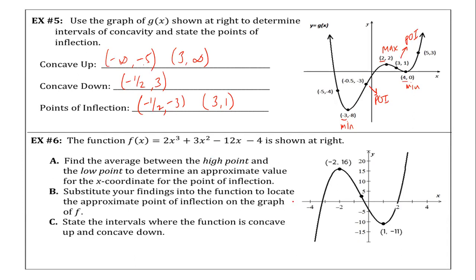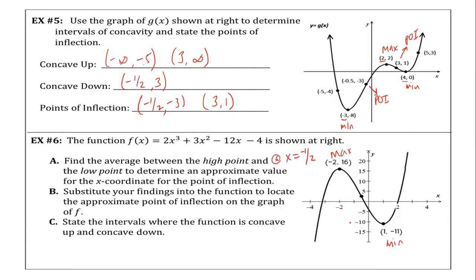The first thing we're going to do is find where they're at. So we're going to identify our max. Here's our max, and here is our min. The POI lies somewhere between these two, correct? So -2 plus 1 is what? -1, right? Half of -1 is -0.5. So we know that we're at x equals -1/2.